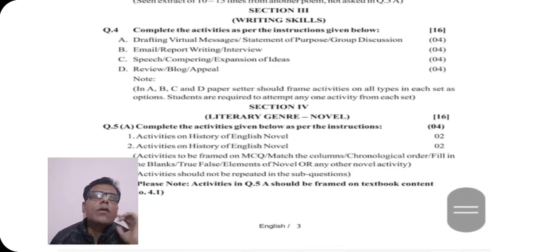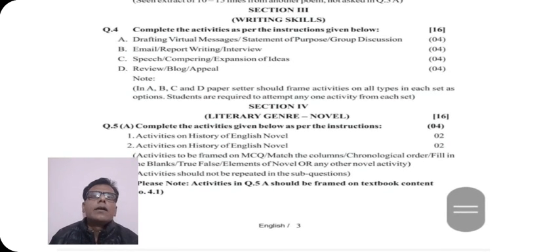Here is question 4 of writing skill. Here we have to complete the activities accordingly. For 16 marks, activity A, drafting virtual messages or statement of purpose or group discussion for 4 marks. Be careful, here we will be given 3 options: drafting virtual messages, or a statement of purpose, or group discussion. Out of 3 you will have to choose one for 4 marks. So be careful for that.